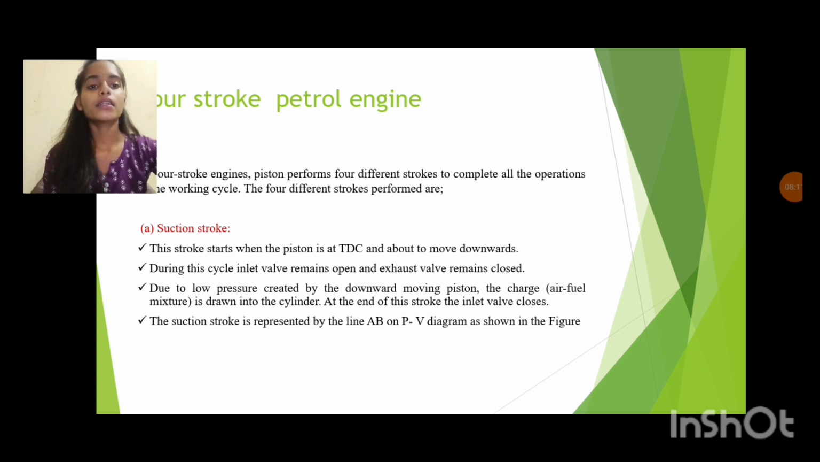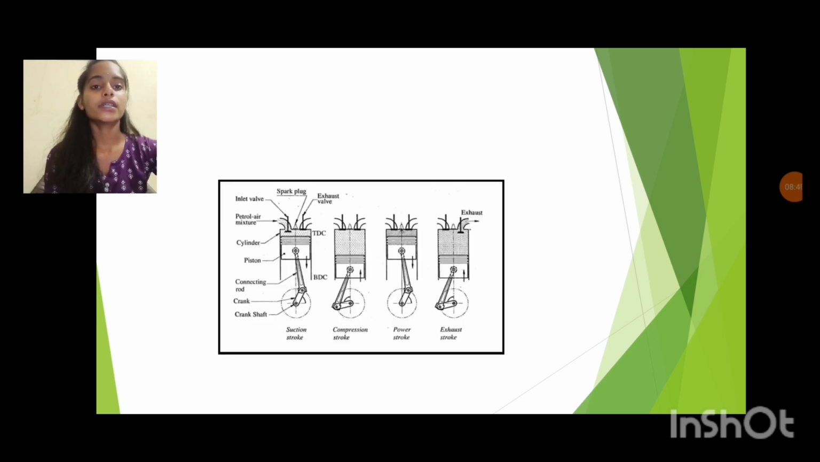During this stroke, the inlet valve remains open and the exhaust valve remains closed. Due to the low pressure created by the downward moving piston, the charged air-fuel mixture is drawn into the cylinder. At the end of this stroke, the inlet valve closes. The suction stroke is represented by line AB on the PV diagram as shown in the figure. These are the four different strokes diagram.